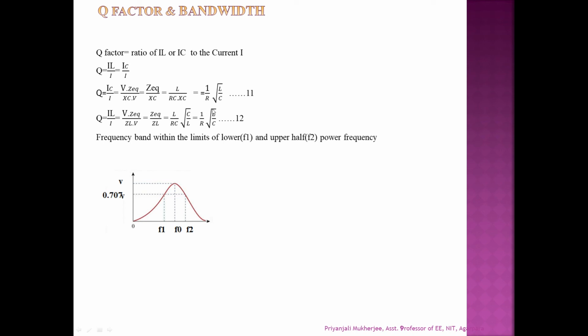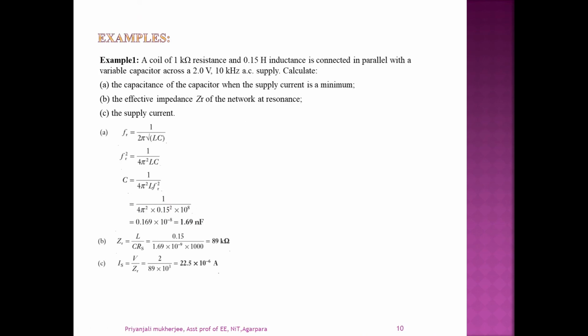And the same expression can be obtained if we consider the capacitor. So IC by I, that is equal to V into Z equivalent by XC into V, that is equal to Z equivalent divided by XC, and it also becomes 1 by R into root over of L by C. And here if we consider the graph, then we can see that at F1 frequency the value is V by root 2, and for F2 that is also V divided by root 2, and the band within this F1 to F2, where F1 is the lower half and F2 is the upper half power frequency, is known as the bandwidth.